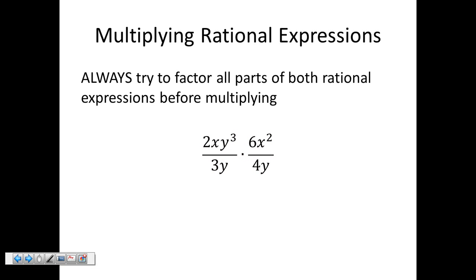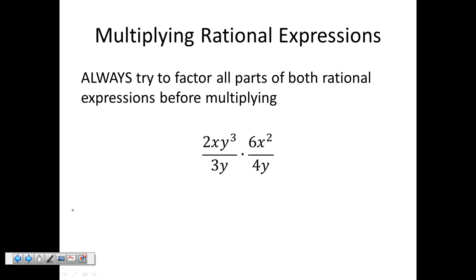Now, when we're multiplying rational expressions, this is just multiplying fractions together. This should really feel somewhat comfortable for you. But what I want you to always try to do is factor the top into all the parts that you can and factor the bottom before you multiply. You actually want to do the canceling, the reducing part of the rational expression, before you actually multiply. So I want to cancel as much as I can between these two rational expressions before I actually multiply.